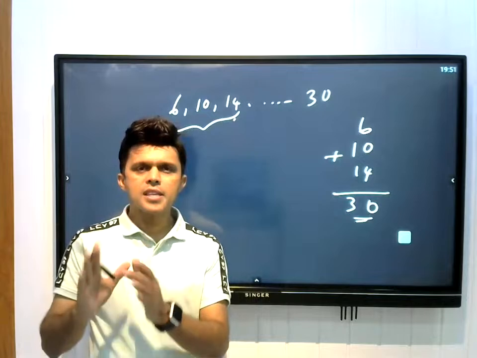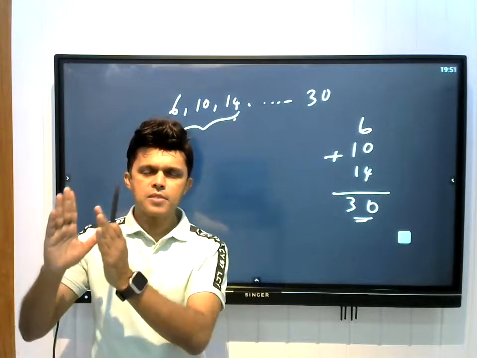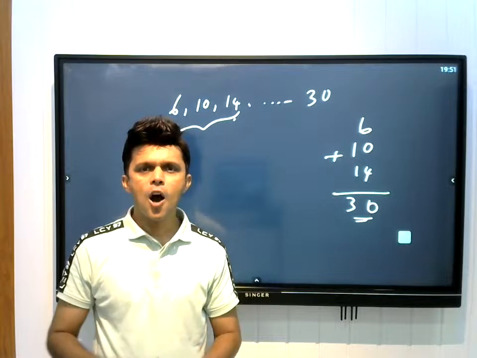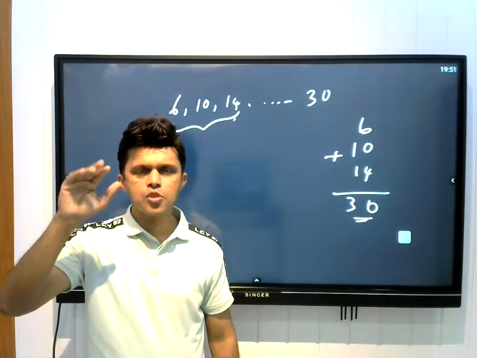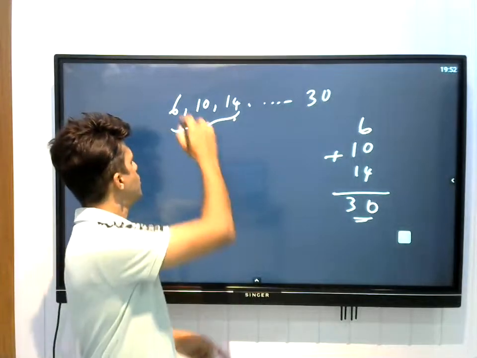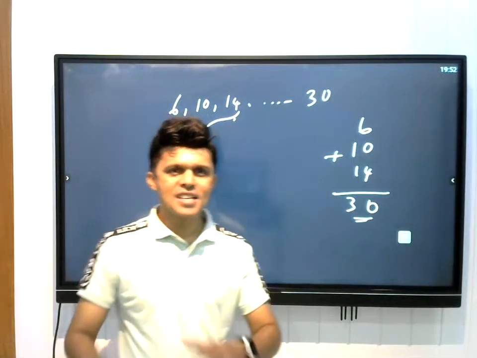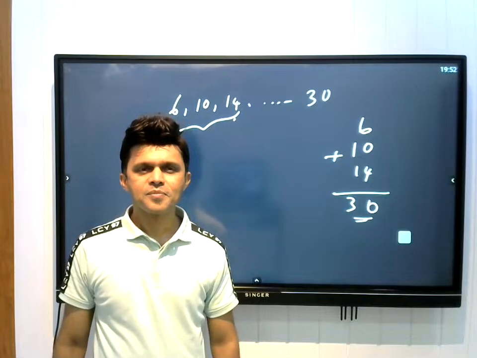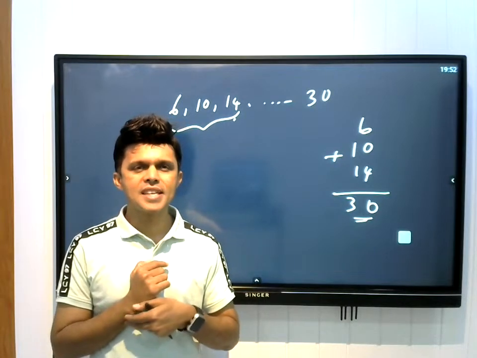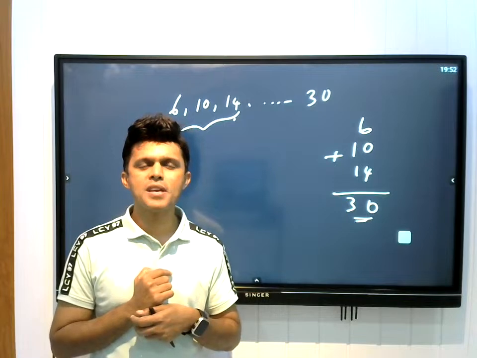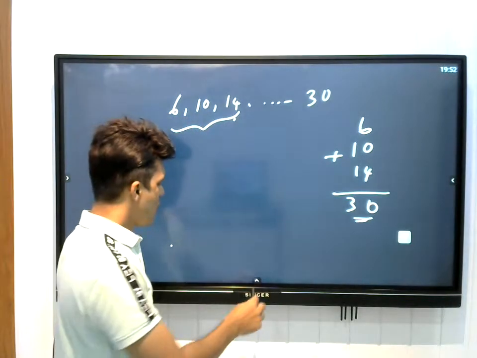So to get the sum 30 of this progression, how many terms should you add? How many terms? 1, 2, 3. You need to add 3 terms to get the sum as 30. 3 terms should be added.